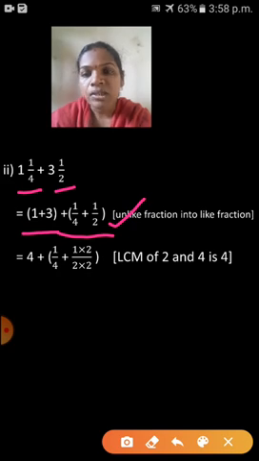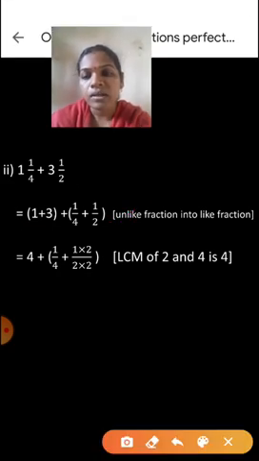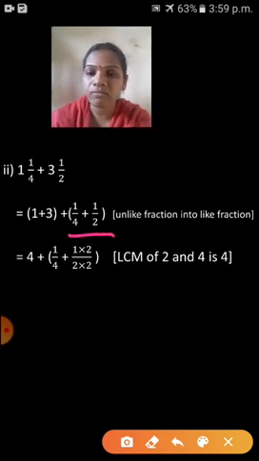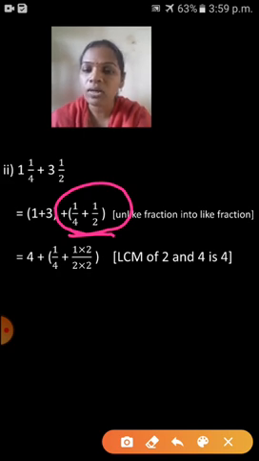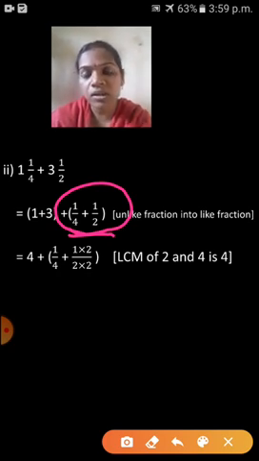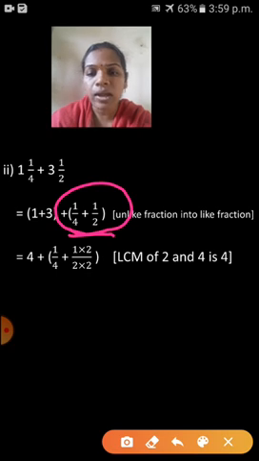So first step is what? 1 plus 3 plus 1 upon 4 plus 1 upon 2. Understood this step? So children, here see, so here it is an unlike fraction. So for adding, what you have to do? This unlike fraction you have to convert into like fraction. So already I had told, if you want to convert that unlike fraction into like fraction, you have to find the LCM of that denominator, isn't it? So here denominator is what? 4 and 2. So you have to find LCM of 2 and 4. How you have to find? You have to say the table. 4th table you have to say, and 2's table also you have to say.